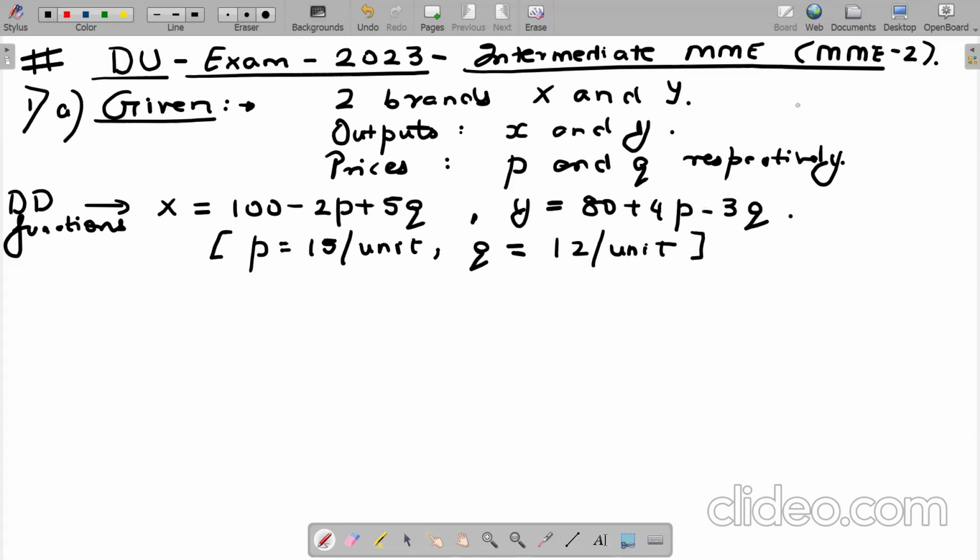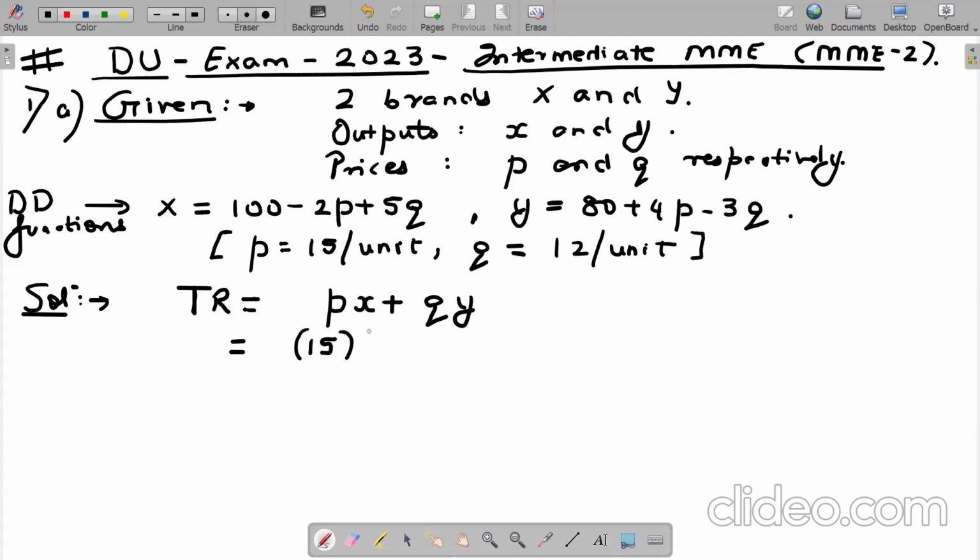So first of all, let's calculate the total revenue of the firm. How do I find the total revenue? TR is nothing but the total revenue from brand X, which is P into X, plus total revenue from brand Y, which is the price of brand Y times the output produced of brand Y. PX plus QY is the total revenue, right? Now, what is P? P is 15. What is X?